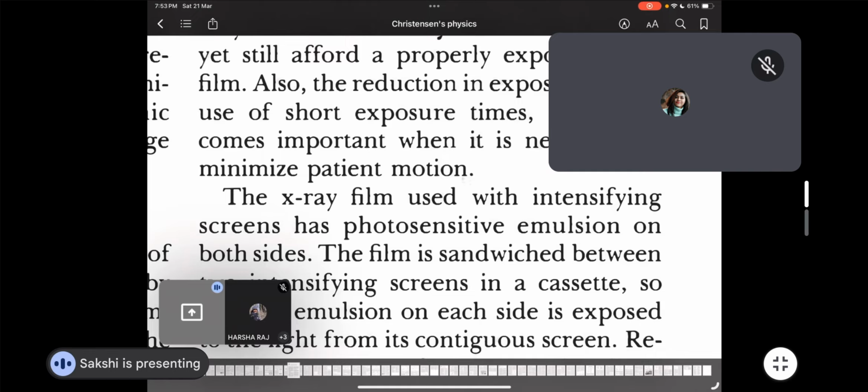Yes, right. So the shorter exposure time is basically because the screen converts the X-rays into visible light, which exposes the film further, and this is more efficient than X-rays alone. This means less radiation is needed, and that will ultimately reduce the exposure time as well as the patient dose. So whenever you are going for an intensifying screen, it is best for you because it will allow for shorter exposure time.